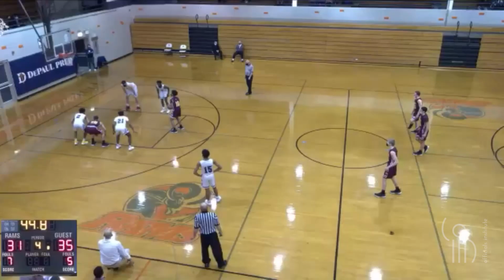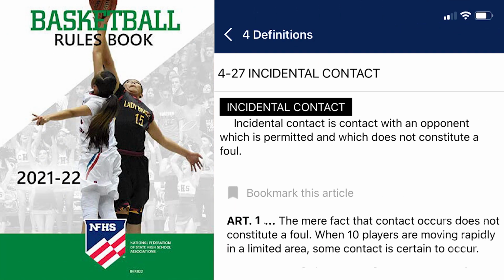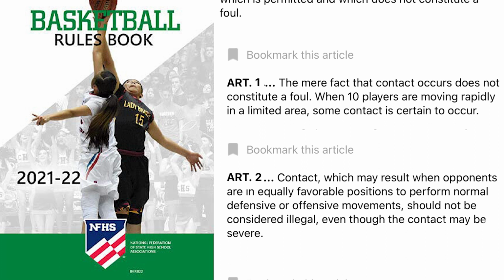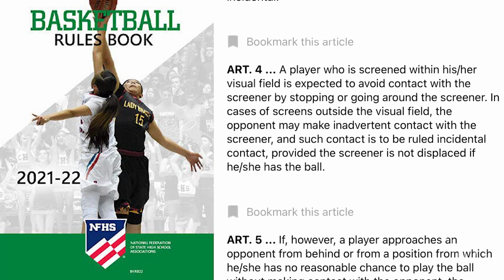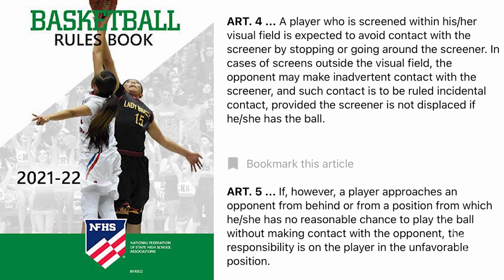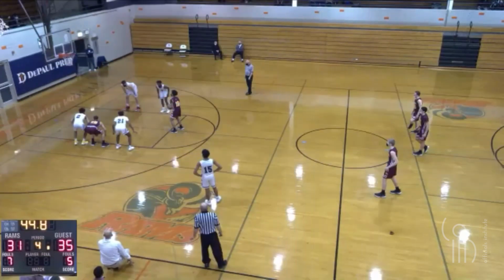Now here's another directly out of the incidental contact definition, which for those of you who don't know, incidental contact is Rule 4, Section 27. And there's 5 articles that explain what incidental contact is. The last 2 articles basically explain how it's considered in screens. I'm going to play this first, and then we'll discuss that.